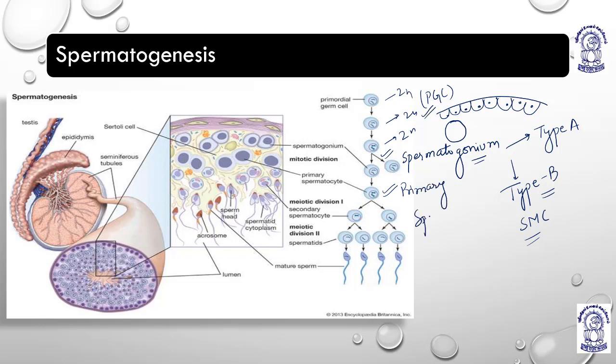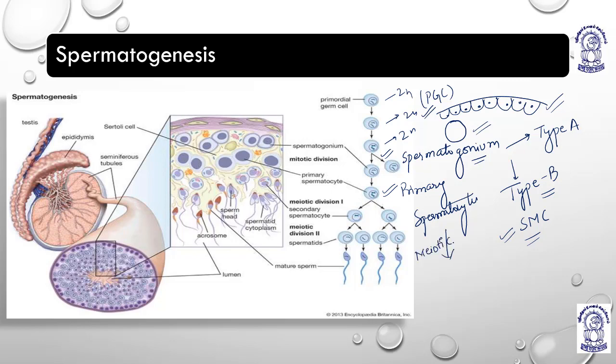Understood? The journey actually starts from the germinal epithelium. The cells convert into primordial germ cells, which are derived from extra-embryonic mesoderm. These primordial germ cells form spermatogonia, type A and type B. Type A becomes stem cells and type B is ready for its further fate. This type B is known as the sperm mother cell. It undergoes mitotic division to form the primary spermatocyte. The primary spermatocyte further undergoes meiotic division.